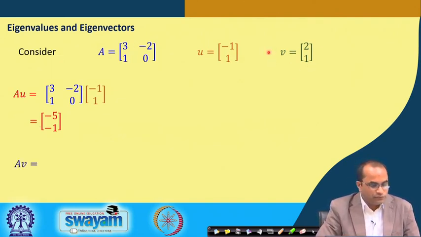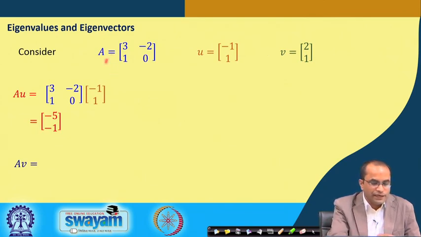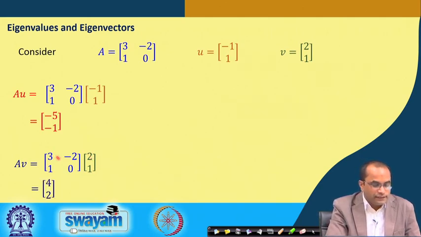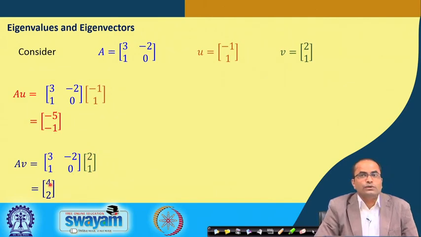vector v, then what will happen? So, A times v now. A and this is v, 2, 1. Then what we will get? So, this is 6 and minus 2, 4, and then here we will get 2. So, now the result of this product is 4, 2.